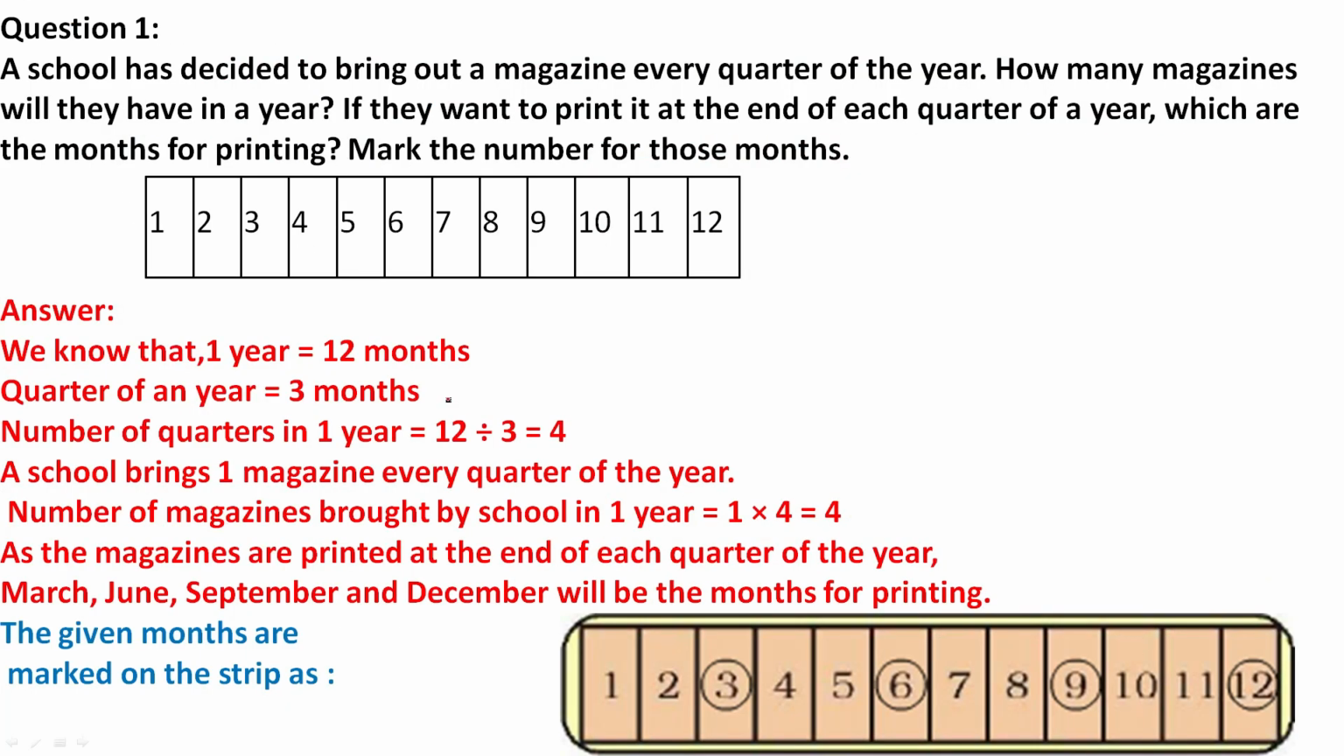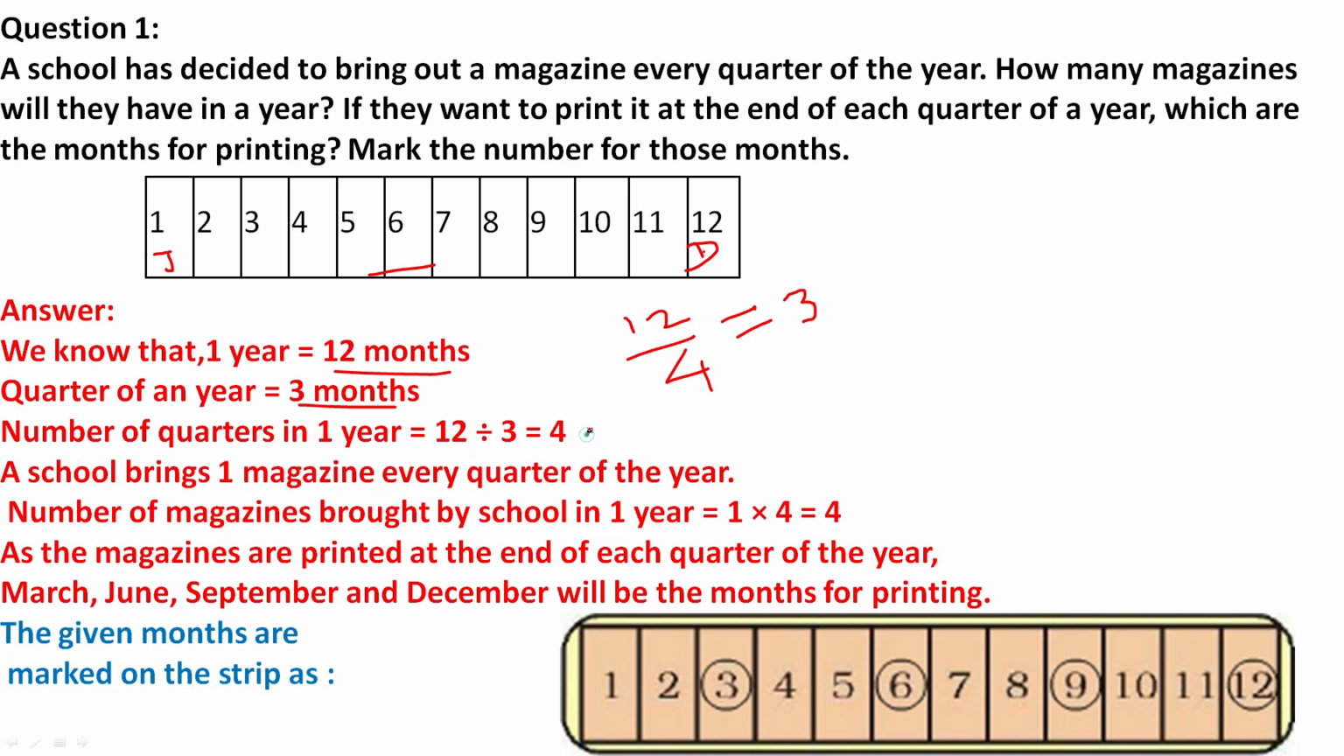A school decided to bring out a magazine every quarter of the year. How many magazines will they have in a year? 1 year has 12 months, January to December. A quarter of a year is 3 months. 12 divided by 4 is equal to 3 months. 3 fours are 12.